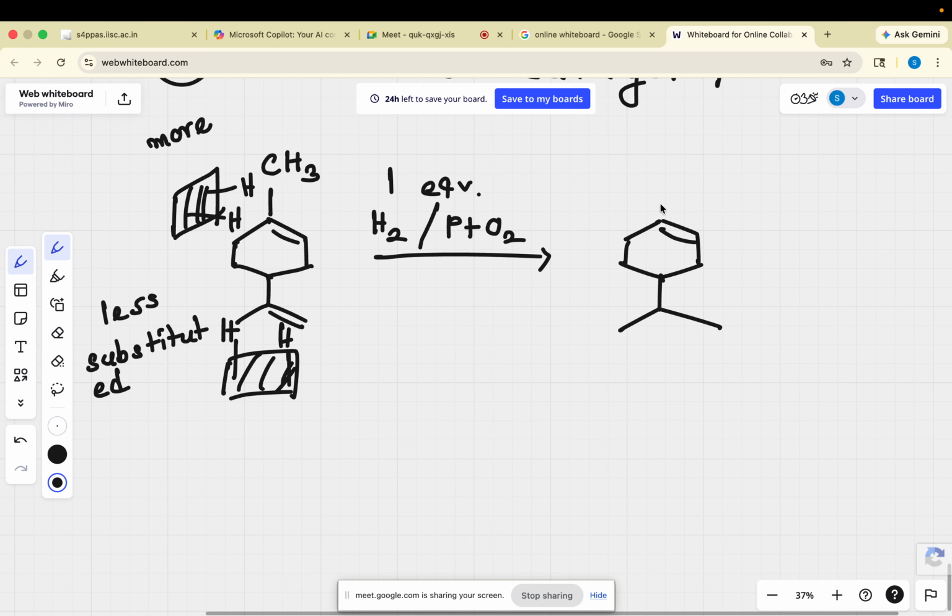So basically the less substituted double bond will be reduced in presence of this. What is this? This is your Adams catalyst. Syn addition will definitely take place, but this center is not chiral at all. That's why we are not showing any stereochemistry here. You can show it simply like this.